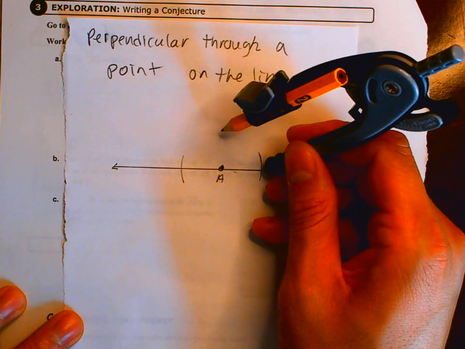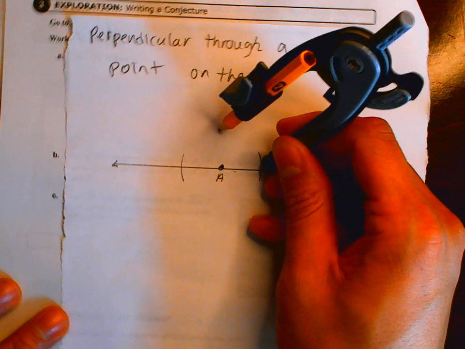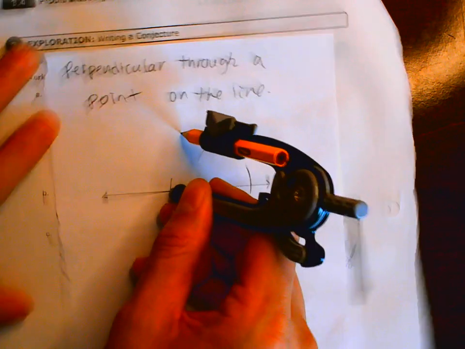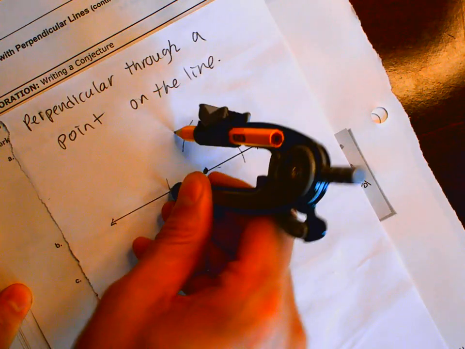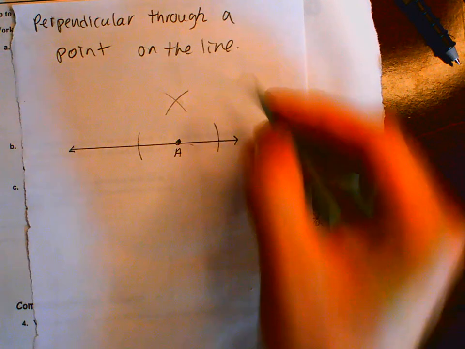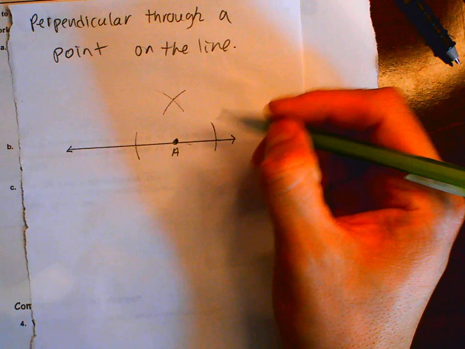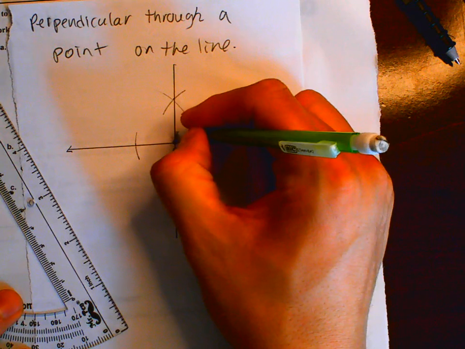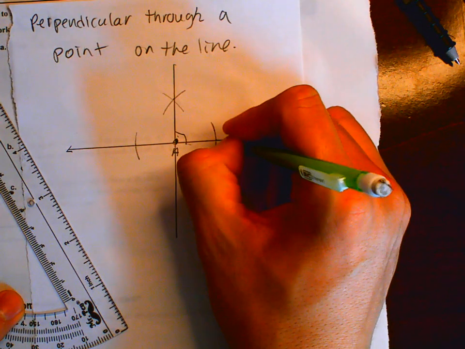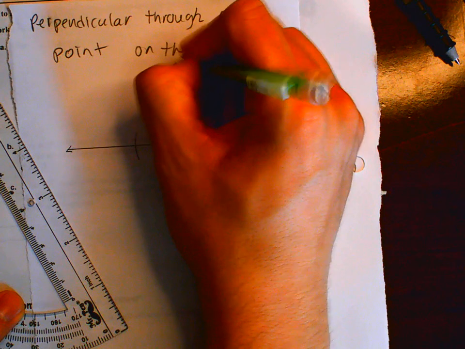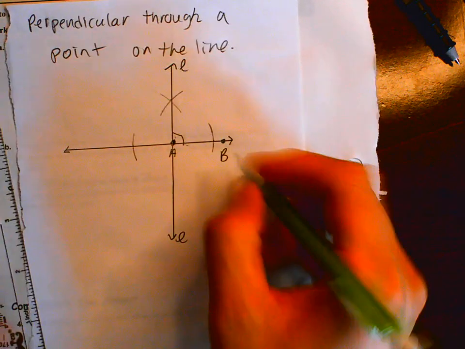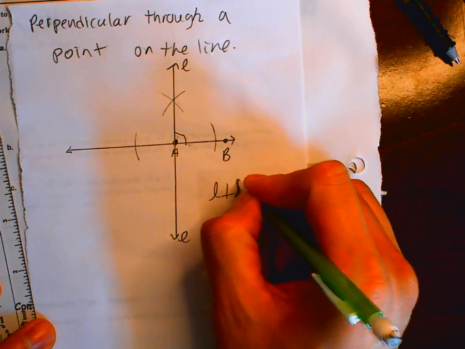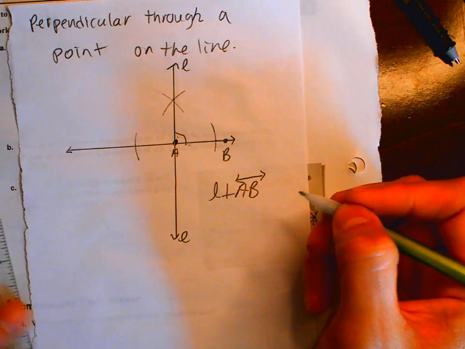From here, you're going to draw an arc, from here, and then from here again. Now you have this intersection and this point right there. So line them up and draw your line. Now this is perpendicular. I can call this B and call this line L. And you have L perpendicular to AB.